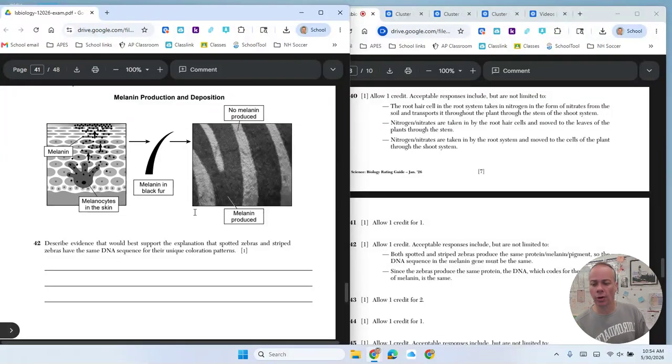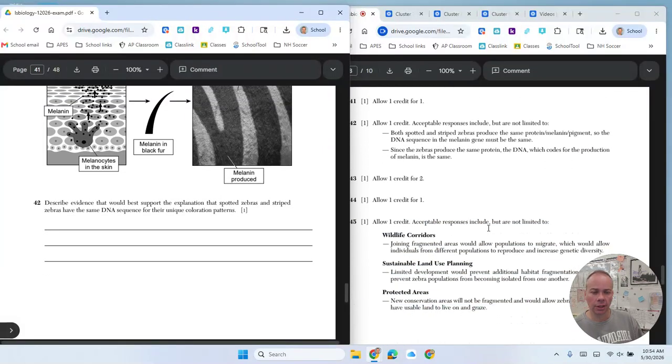42 asks us to describe evidence that would support the explanation that spotted zebras and striped zebras have the same DNA sequence for their coloration patterns. Okay, and so it's asking for us to look at these patterns and provide evidence that would support that explanation. So what would support it is if the melanin produced in both the striped zebras and the spotted zebras was the same type of melanin. And that's what the answer in the scoring guide tells us.